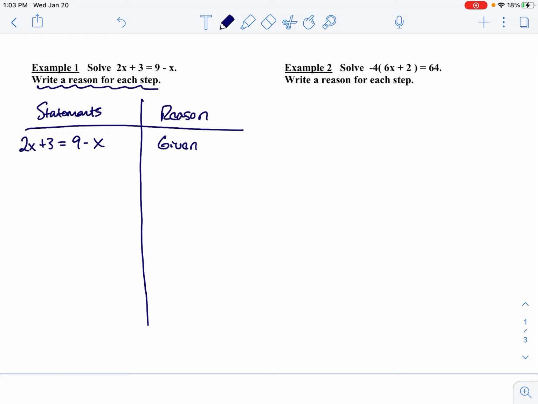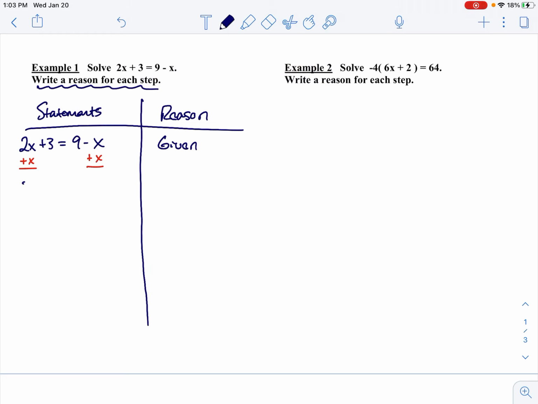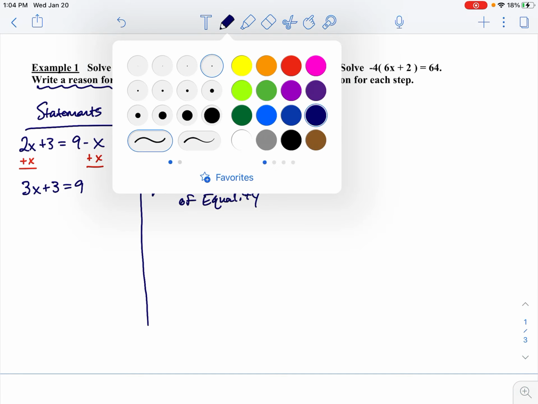Now from here, I'm going to use a different color for my work. If I were to solve this, if it were me, I would add x to both sides. Feel free to use whatever method you want, and I would get 3x plus 3 equals 9. Now, the reason I could do that was the addition property of equality. I might shorten that down here a little bit, but I want to make sure I write it out. I added x to both sides. That is the reason I was able to do so.